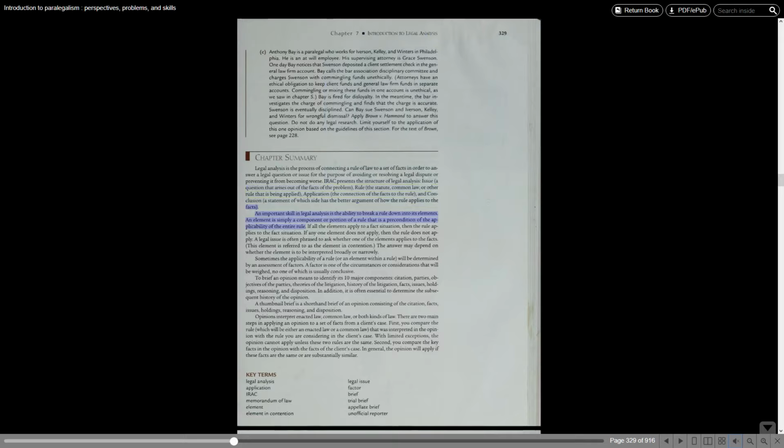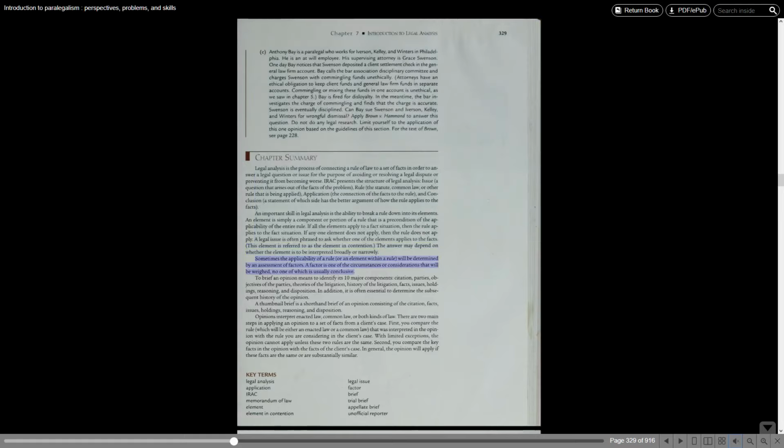An important skill in legal analysis is the ability to break a rule down into its elements. An element is simply a component or portion of a rule that is a precondition of the applicability of the entire rule. If all the elements apply to a fact situation, then the rule applies to the fact situation. If any one element does not apply, then the rule does not apply. A legal issue is often phrased to ask whether one of the elements applies to the facts. This element is referred to as the element in contention. The answer may depend on whether the element is to be interpreted broadly or narrowly.